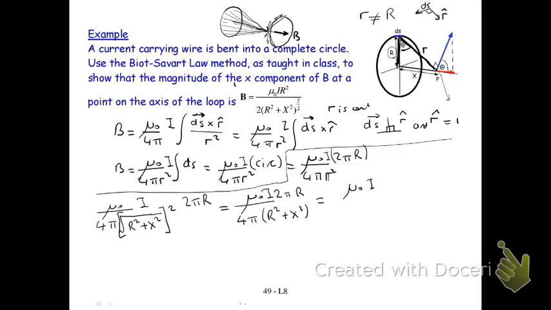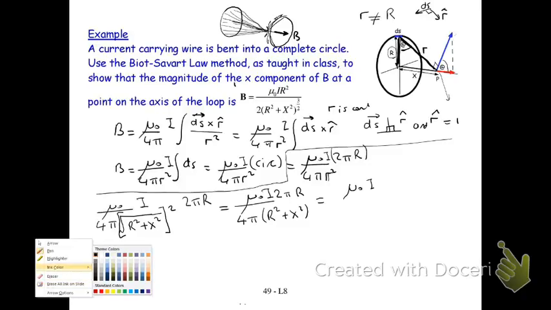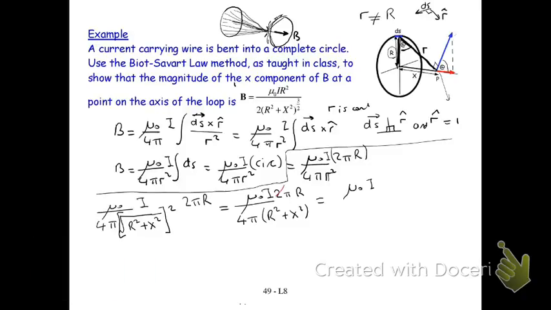So then I have mu naught I, and that, let's turn my color pen. Let's go to red. So that is going to go with that and leave me 2, and that guy is going to go with that. So mu naught I times R over, and I have a 2, and I have r squared plus x squared.